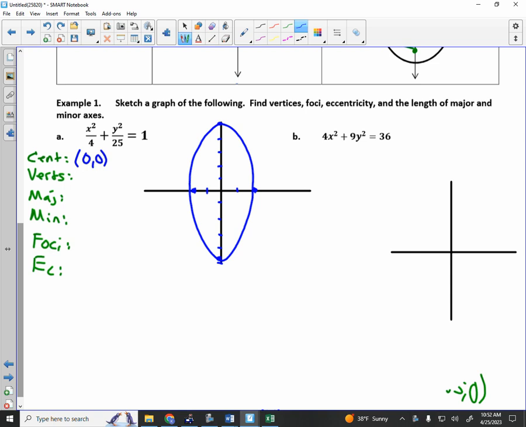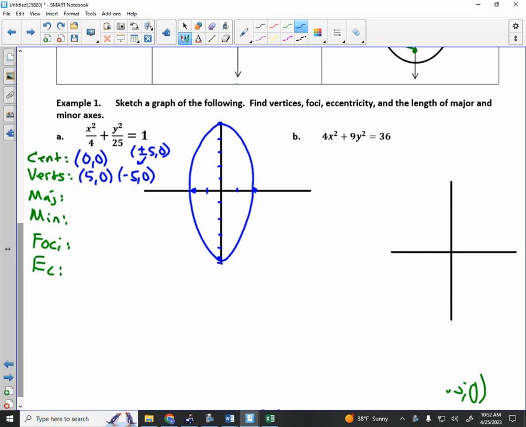The vertices are the endpoints where it's stretched the most. What are the coordinates of where it's stretched the most? Yeah, it would be 5, 0 and negative 5, 0. You could just write that instead if you wanted to as plus or minus 5, 0. If you want to write it like that, that's just fine.